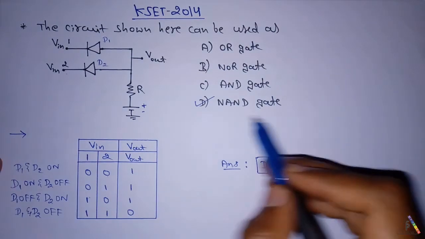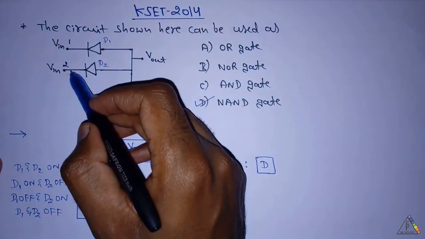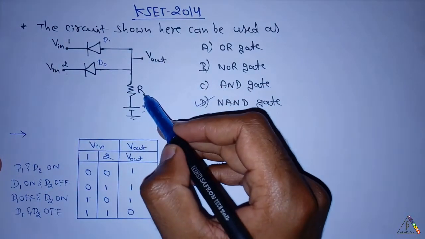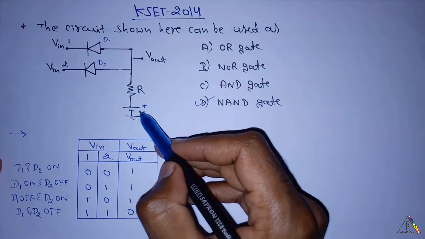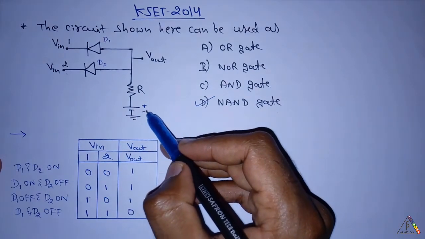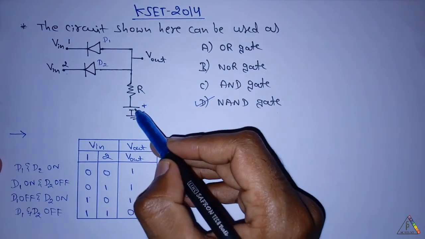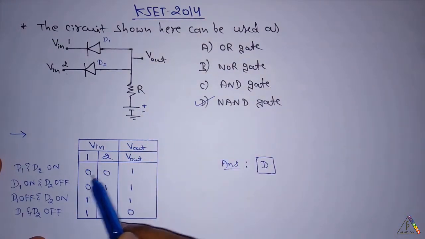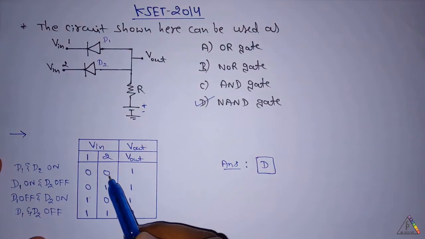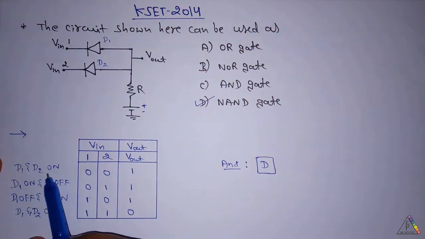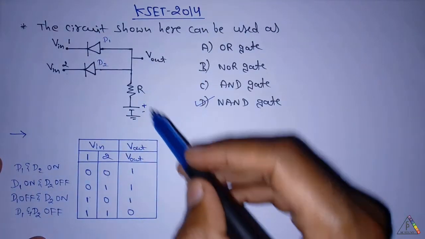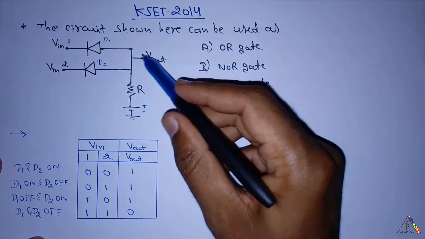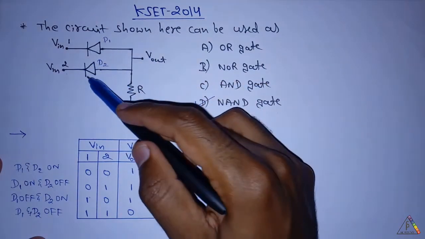We'll take inputs 1 and 2 as the inputs, and this is the output. This is the resistance R, and there is a constant DC voltage source. When V in 1 is 0 and V in 2 is 0, then D1 and D2 will be in on state. Therefore, current will flow through this resistance, through this voltage, through the points 1 and 2.